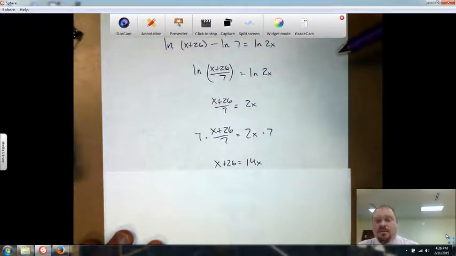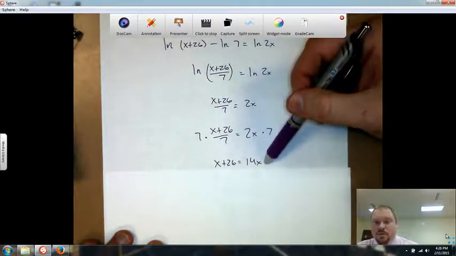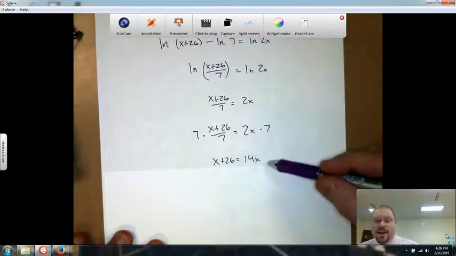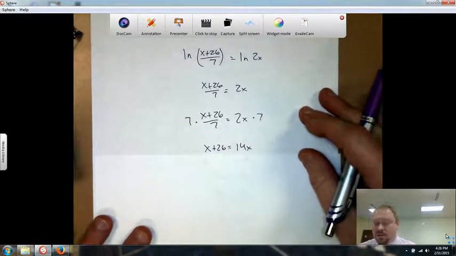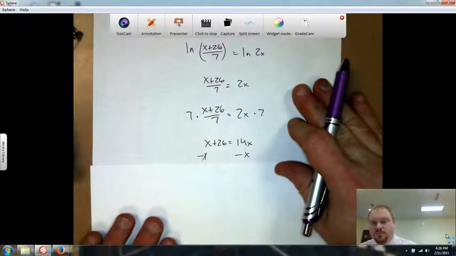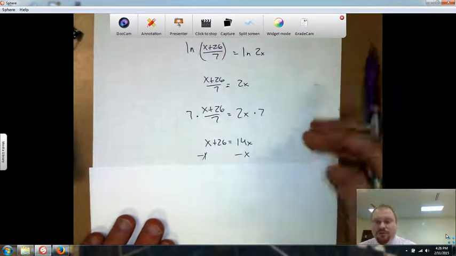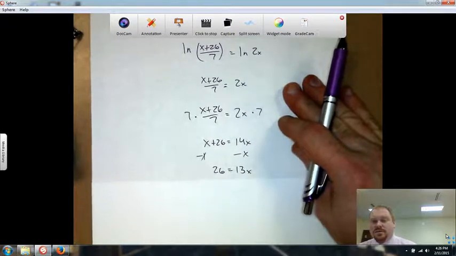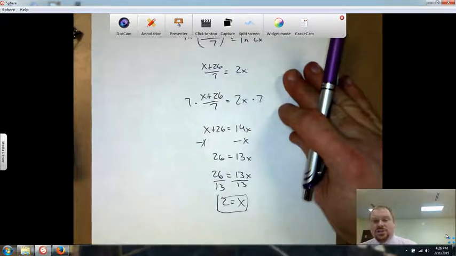So now I have to decide, what do I need to move, the x or the 26? Well, there's x's over here, and I want to get them all on one side. I do not have any constants, so it's foolish of me to move the 26. So I subtract the x from both sides. So these two cancel. 14x minus x is 13x. So I get 26 equals 13x. Well, when I divide by 13, I get x is 2.